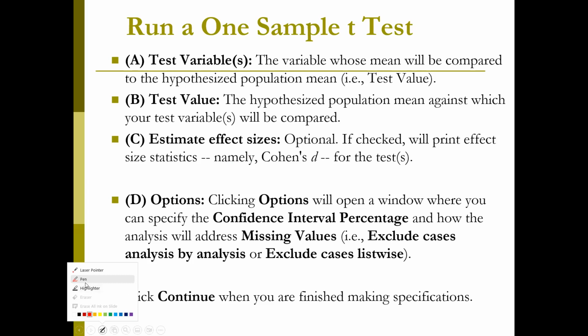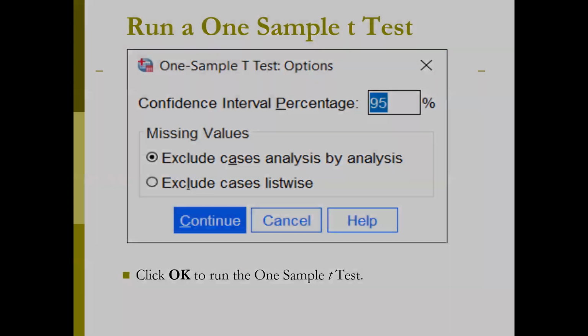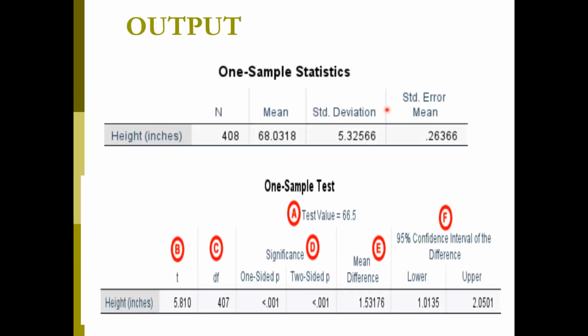Now, the D is the option. By clicking on the option, what do you find? You get the confidence interval. And if there is any missing value, you would also have to either include or exclude it. Then you click on continue. Then you can set your confidence interval to 99, 95 based on your choice. And you click on OK. And this is what you get. This will be demonstrated very soon.